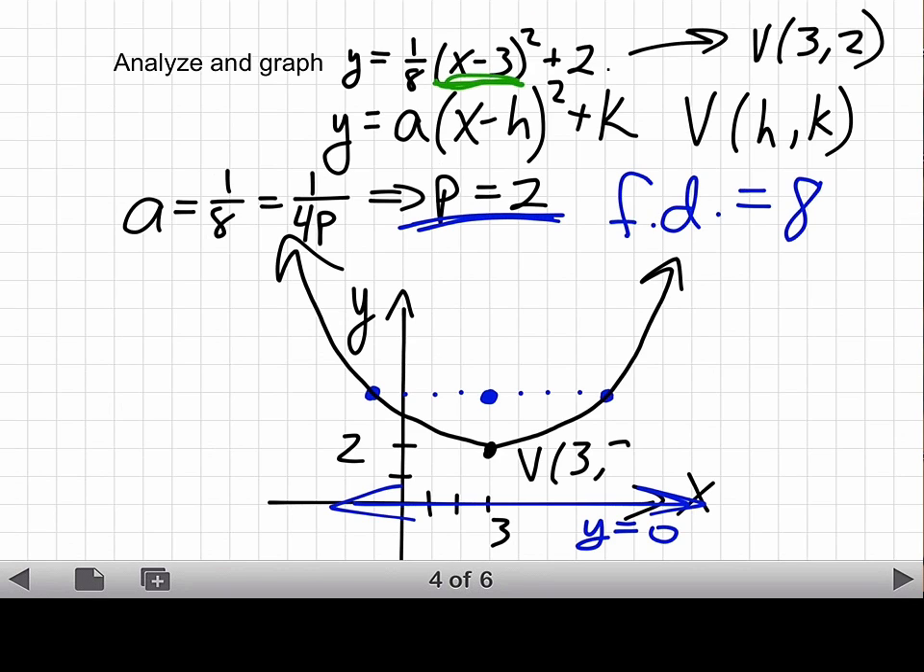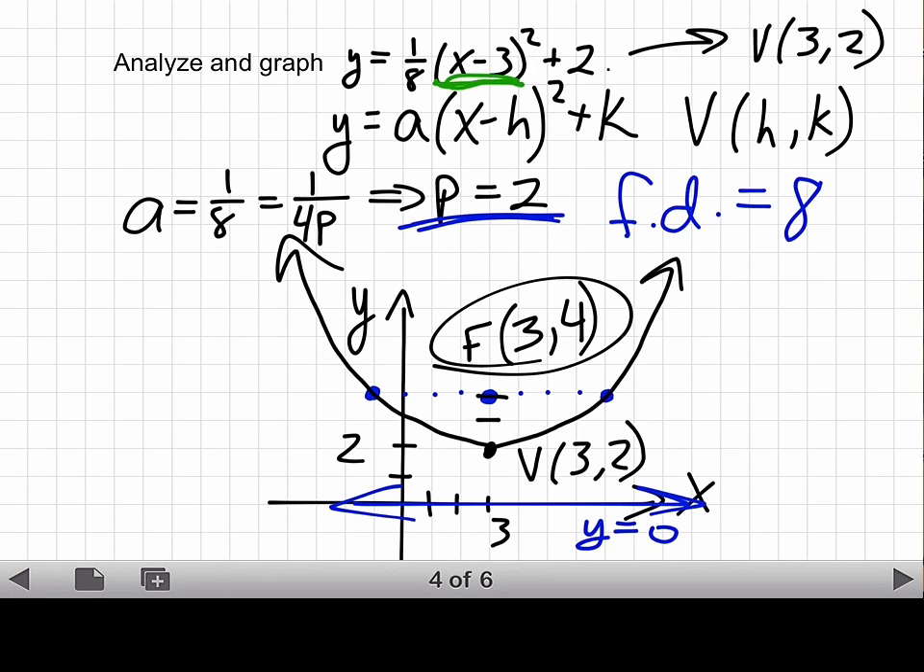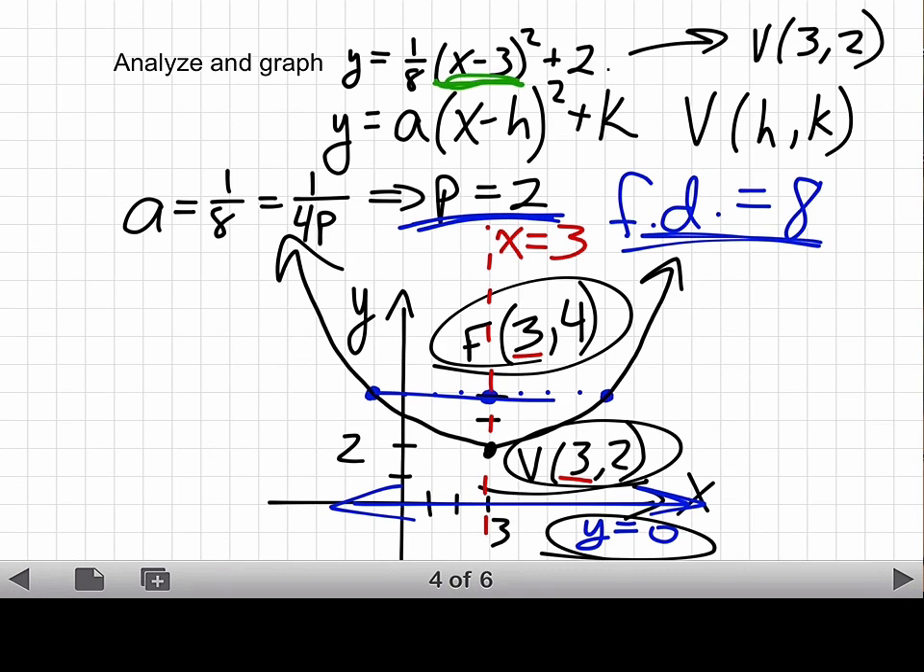The vertex, as we said, is 3, 2. The focus has an x-coordinate of 3, and for the y-coordinate, it's 2 units higher than the vertex, and so 3, 4. Focus, vertex, directrix. If we care, the axis of symmetry has an equation of x is equal to, and we can just pull the x values from the other points, x is 3. And as we already mentioned, the focal diameter, which is the width of the parabola at the focus, is 8.